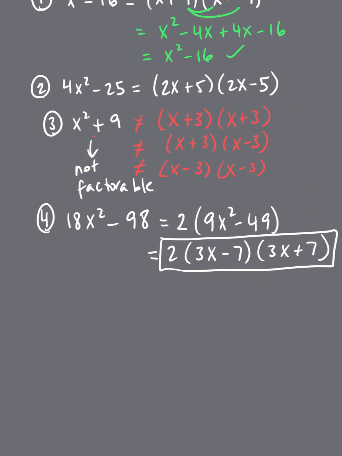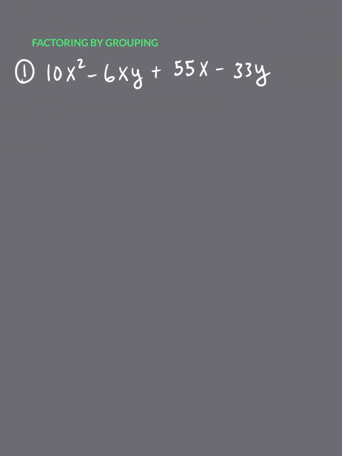So if you see something that kind of looks like it could be the difference of 2 squares, look for that greatest common factor first, factor that out, and then you might be left with the difference of 2 squares. Now let's do 2 examples of factoring by grouping.